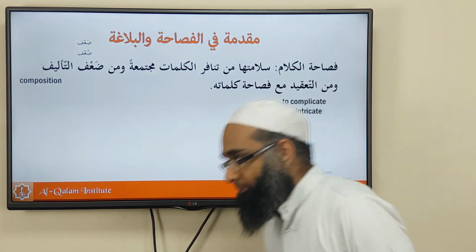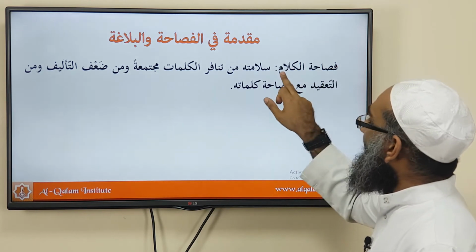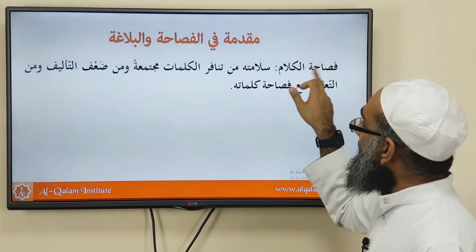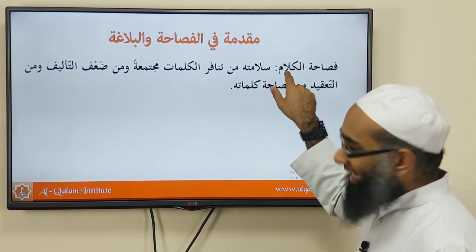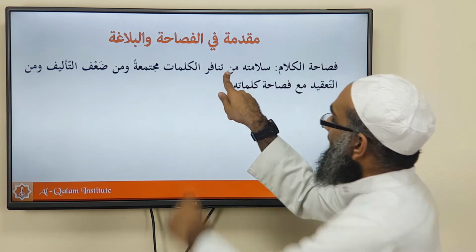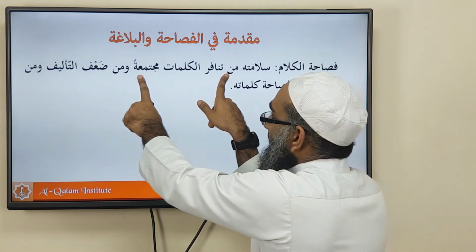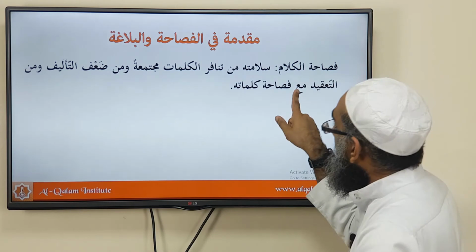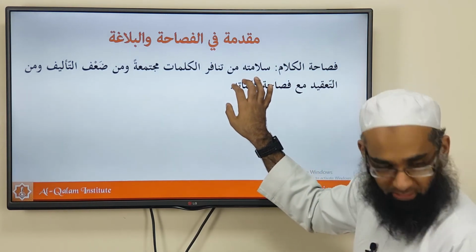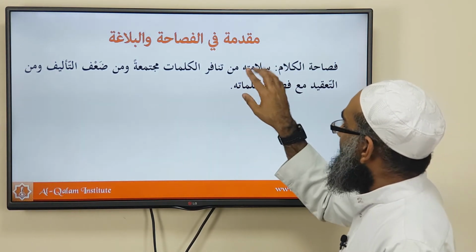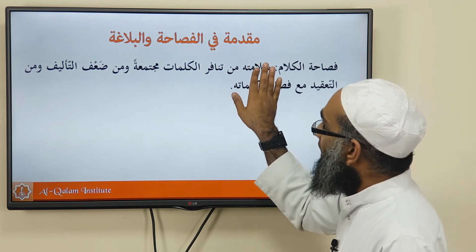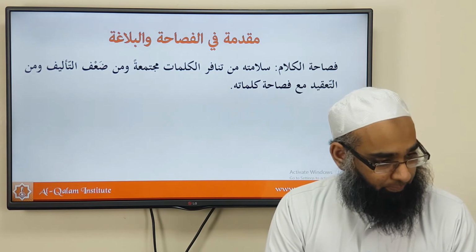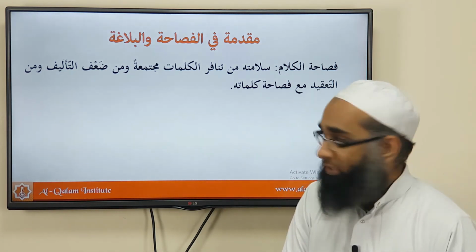Okay, let's translate this again. So the translation is Fasahatul Kalam Salamatuhu, not Salamatuha. Fasahatul Kalam, the eloquence of the speech is the Kalam being free from Tanafurul Kalimati Mujtami'atan, Wa Min Dha'fi Ta'lif, Wa Min Al-Ta'qid, along with this. You get the structure? So, is the word or the speech being free from incongruity of the words put together? When they put together, they don't sound strange.